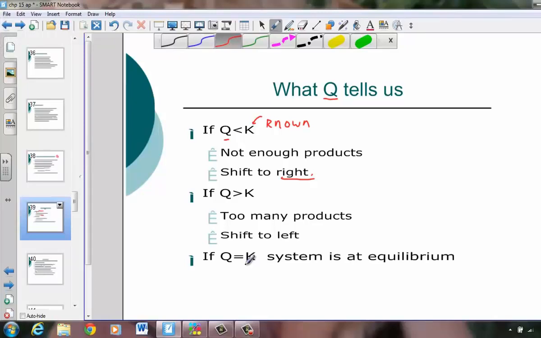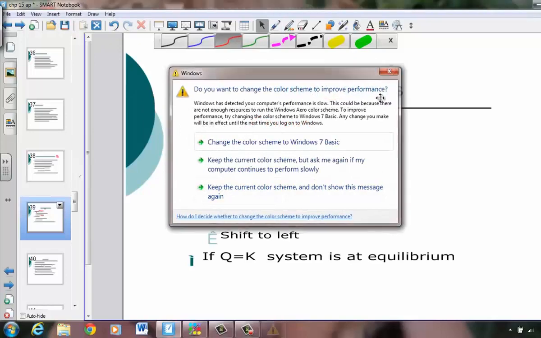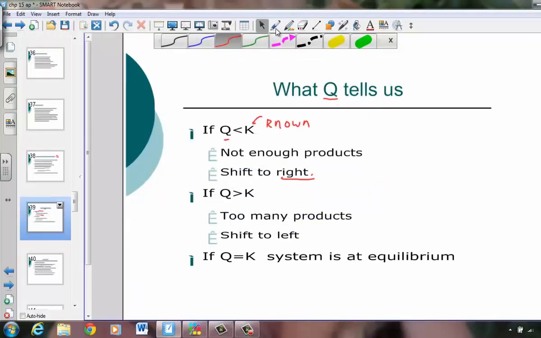Suppose you go through calculations and the Q comes out too large as compared to the known K constant. What do we now know? Well, if Q is larger than the known equilibrium constant, the products need to be reduced, so we're shifting to the left. If the number is too large, we have too many products, let's use those up and shift to the left. And eventually, when Q is exactly the same as K, we know that the system is indeed at the established equilibrium.